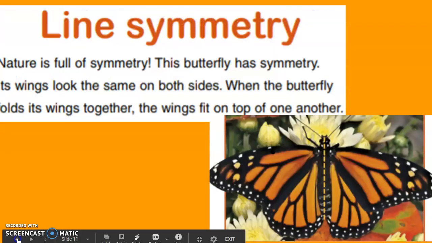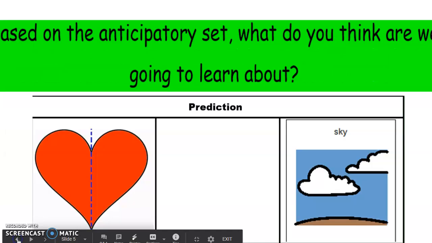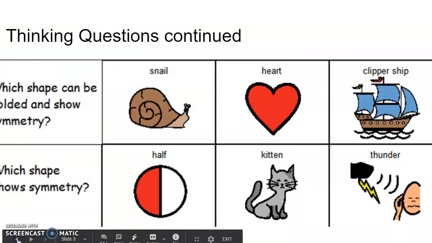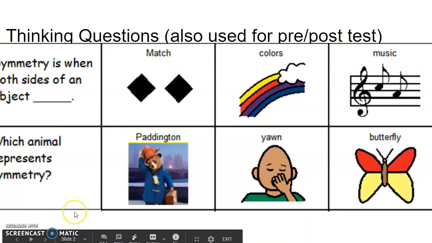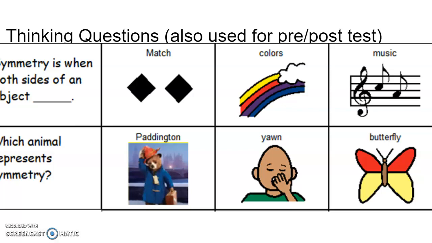So for our questions, we'll go back to the first slide and use our thinking questions. So now that we've reviewed our steps to critical thinking, let's go back and think about these questions. The first one is, symmetry is when both sides of an object match, colors, or music. Again, think about what we just learned about and read about, and then answer the question.